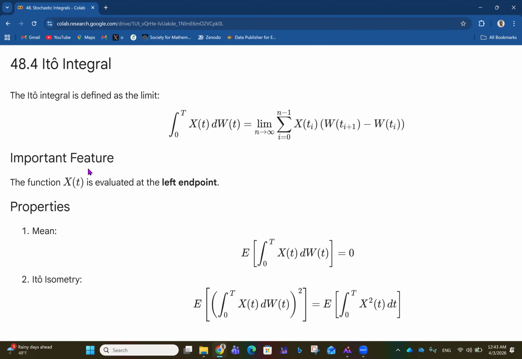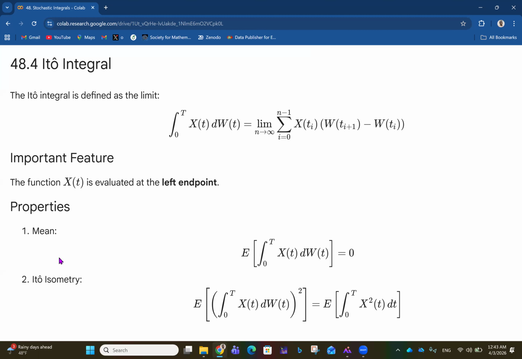Then the important feature of the Ito integral is that the function X of t is evaluated at the left end point. It is evaluated at the left end point, as we're going to see as we move on. So of course, you see this is t_i. So it's evaluated at t_i, right, like that.